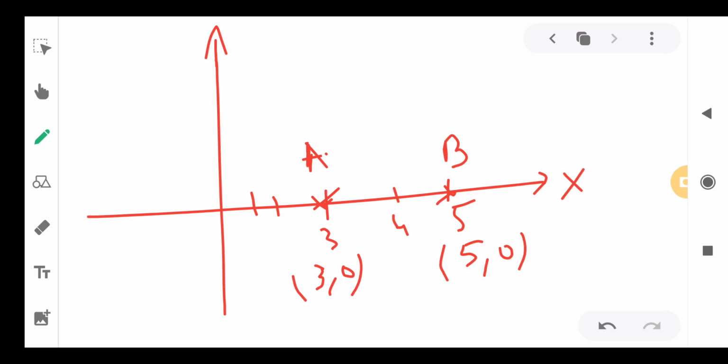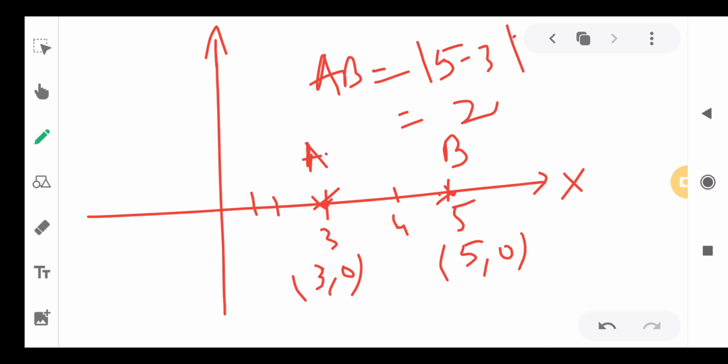Now what is the distance here? Very simple. 1 unit, 2 units. Therefore, the distance between A and B is 2 units. You can simply say 5 minus 3, from here to here, that is 2. But we'll put it in modulus. Why do we put modulus? Because the distance should always be positive. Therefore, 5 minus 3 is 2 only.